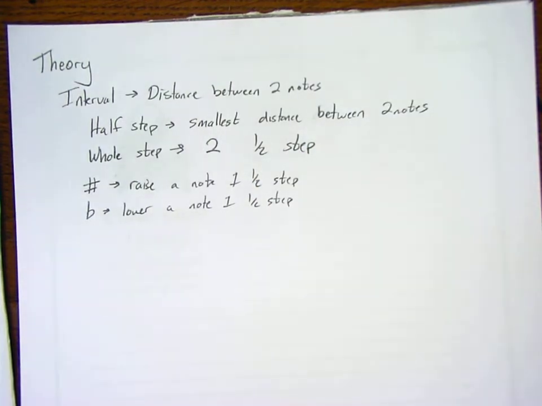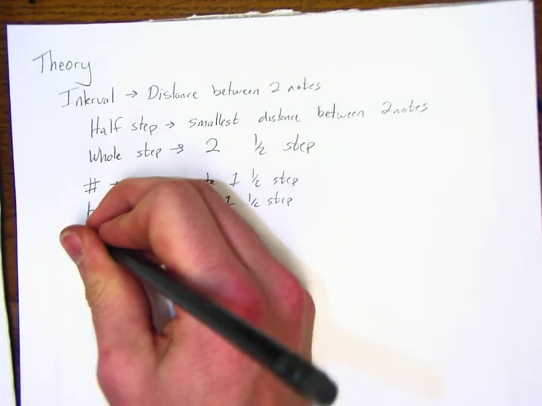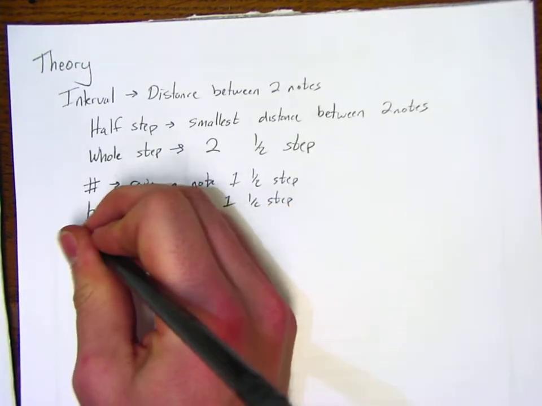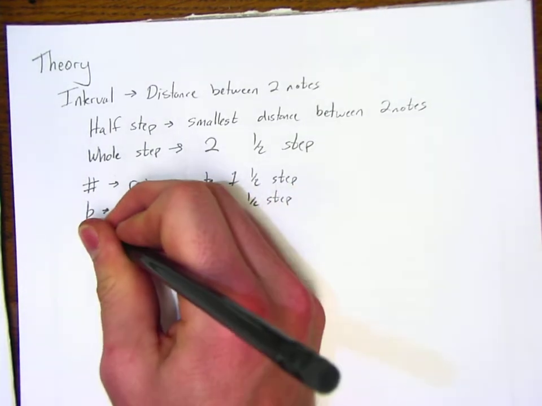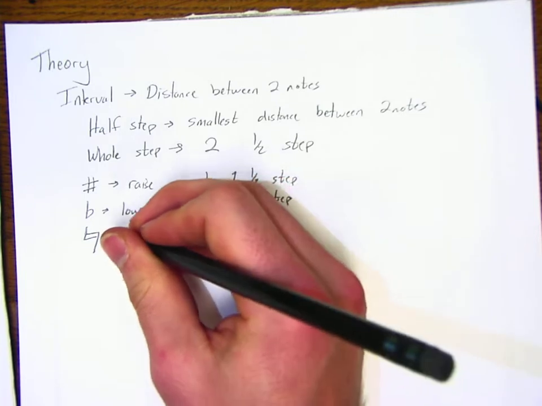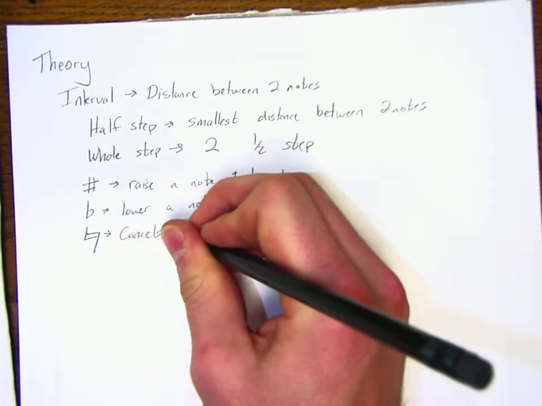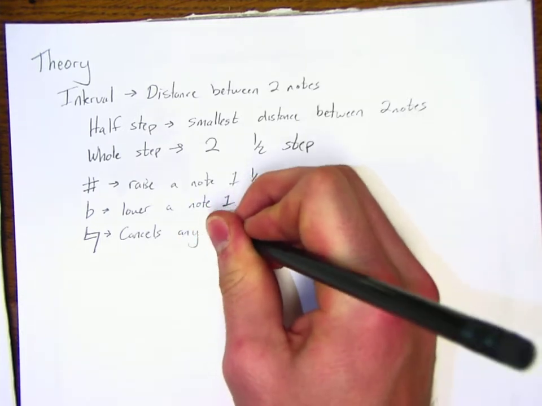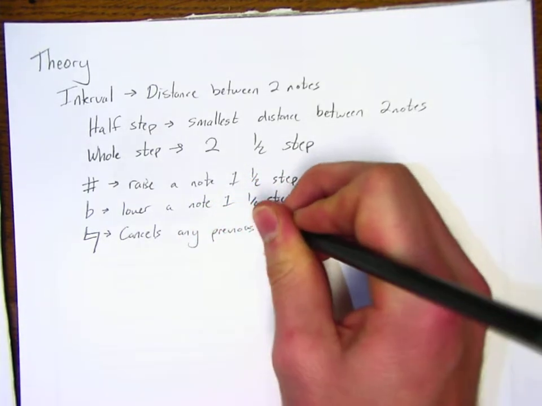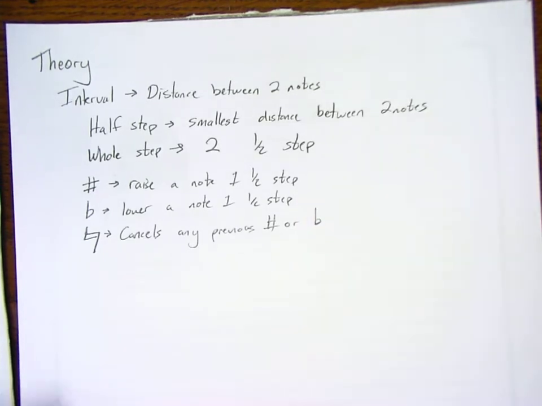And the semi-trickier one is a natural, which I draw as an L and then a 7 that intersect in the middle. And that cancels any previous sharp or flat. So if you've got an F sharp and you see an F natural, it can lower it. But at the same time, if you have a B flat and you see a B natural, that can actually raise it. So naturals can do both, whereas sharps only raise and flats only lower.